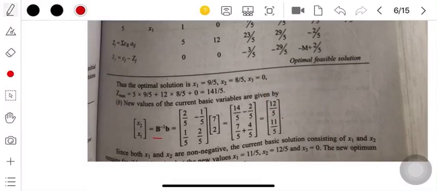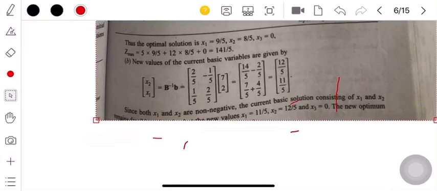We calculate B inverse B. This is B inverse. I have indicated 2 by 5, minus 1 by 5, 1 by 5, 2 by 5. Now we have changed B to 7 and 2. So here we are getting the solution x2 equals 12 by 5 and x1 equals 11 by 5. And you can see that these values are positive. So we have achieved the optimal solution.